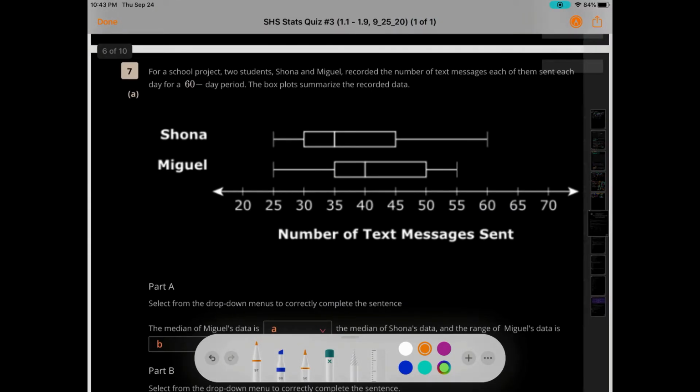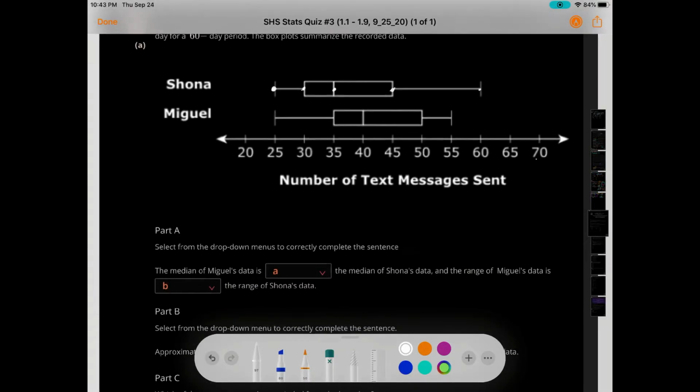All right, question number 7. For a school project, 2 students, Shona and Miguel, recorded the number of text messages each of them sent each day for a 60-day period. The box plot summarizes the recorded data. I just want to go over this really quickly. This is your minimum. This is Q1, so this represents between those two dots 25% of the data. This is your median. That means from here to minimum is 50% of your data, or so far each of those are 25%. Quartile 3, 75%, and 100%.